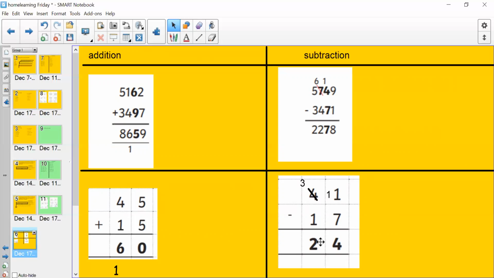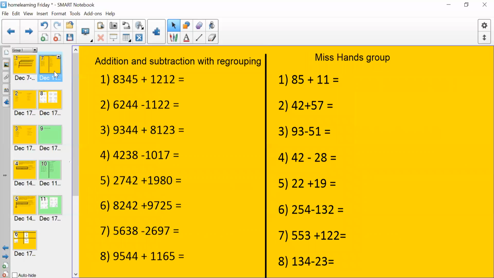Right, so now that we've had a look at refreshing our memories, we are going to do 8 sums, which are a mixture of addition and subtraction with regrouping. Remember, sometimes more than one column might need regrouping. So if you go to Ms. Hand's group, you can do the sums on the right-hand side of the page. If you are in Mrs. Staple or Ms. Hand or my class, you can do this side. And again, if you go to Ms. Hand's group, you are welcome to challenge yourself with the questions on the left. So pause the video and have a go at those.